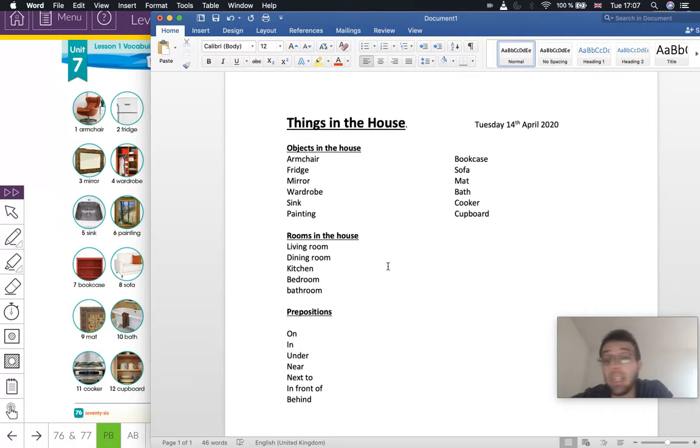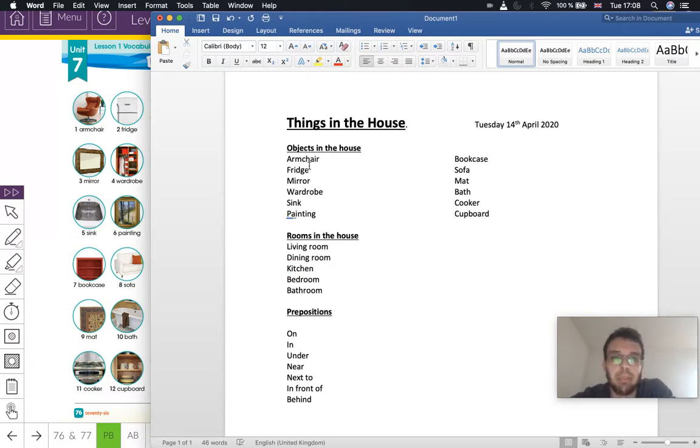When you're finished, we're going to revise some other vocabulary for the house. Let's look at rooms in the house. Do you remember this? It'll be good revision. You can copy this in your notebook as well. Write rooms in the house, and we're going to write living room, that's where we watch TV. Dining room is where we eat. Kitchen is where we cook the food. Bedroom is where we sleep. And the bathroom is where we have a shower. Put a capital B for bathroom. Copy all of this down in your book.